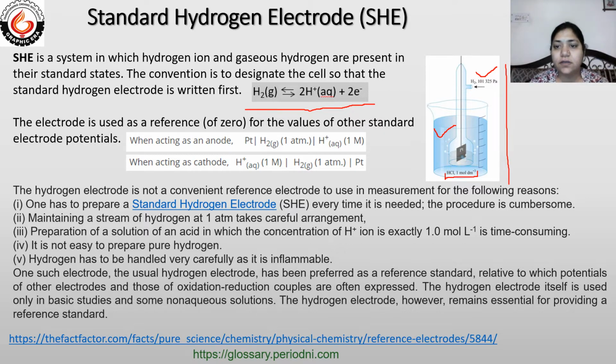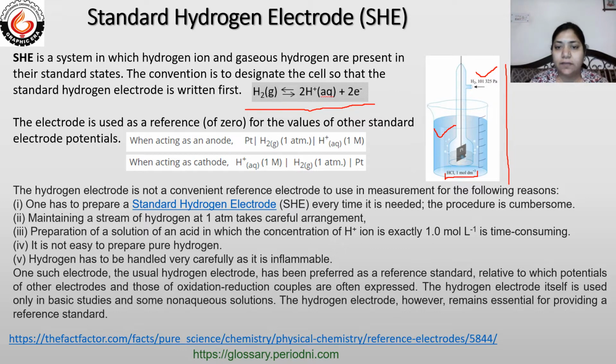So this is the complete assembly of the standard hydrogen electrode, and the standard electrode potential value of the standard hydrogen electrode is 0. In this way we can use the standard hydrogen electrode. The standard hydrogen electrode can act as anode and it can also act as cathode. It depends upon the tendency of the other unknown element, means the element whose electrode potential we want to check.